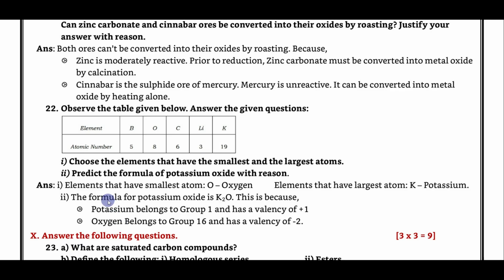The formula for potassium oxide is K2O because potassium belongs to group 1, has a valency of +1, and oxygen belongs to group 16, has a valency of -2. So importantly, you should try to learn how to write the electronic configuration. Based on the electronic configuration, you will be able to answer all these questions.